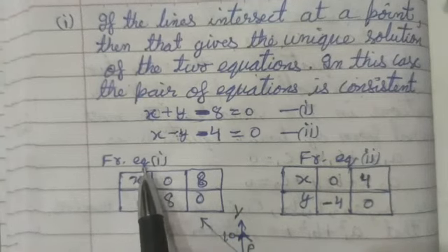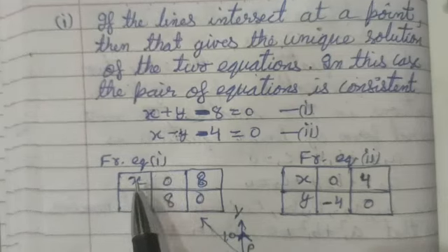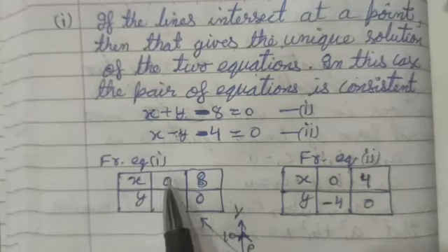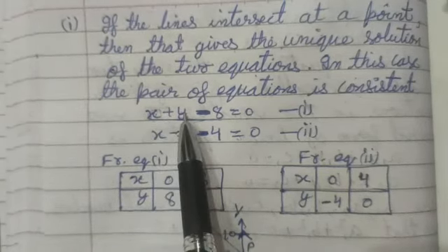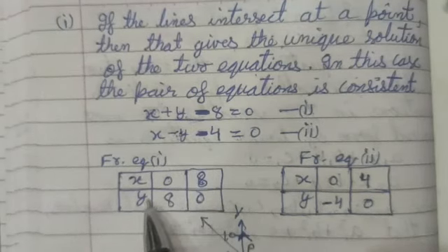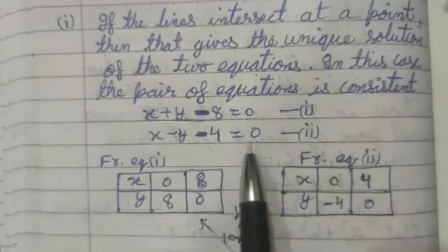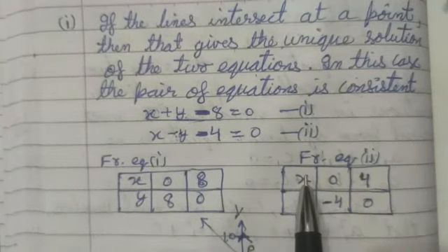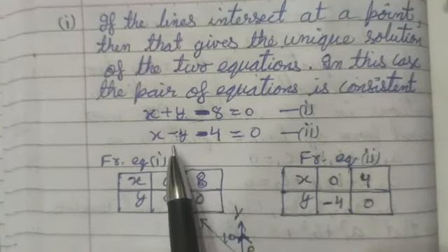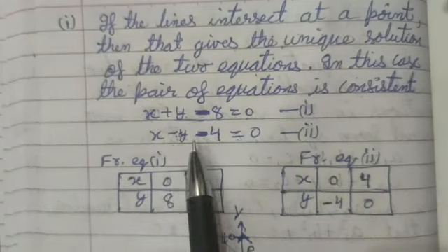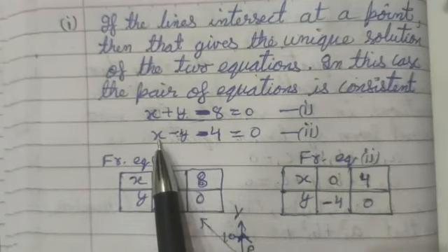Now I am taking equation first. If we take x as 0, then the value of y will be 8, and if we take y as 0, then value of x will be 8. From equation second, if we take x as 0, y will be minus 4, and if we take y as 0, x will be 4.